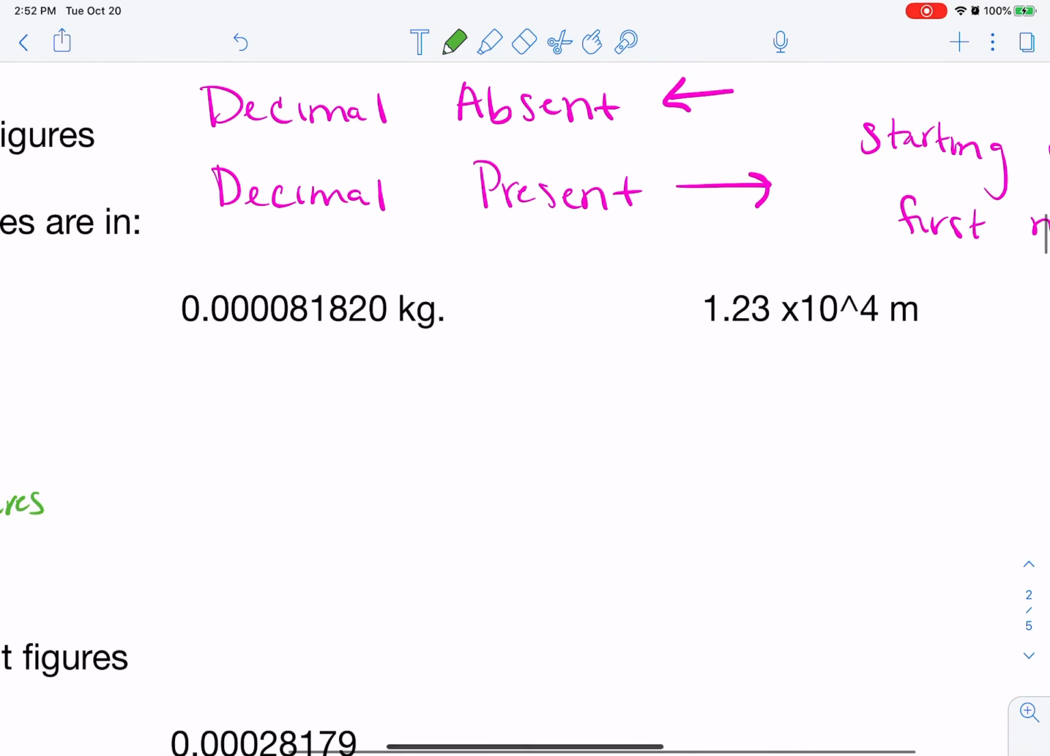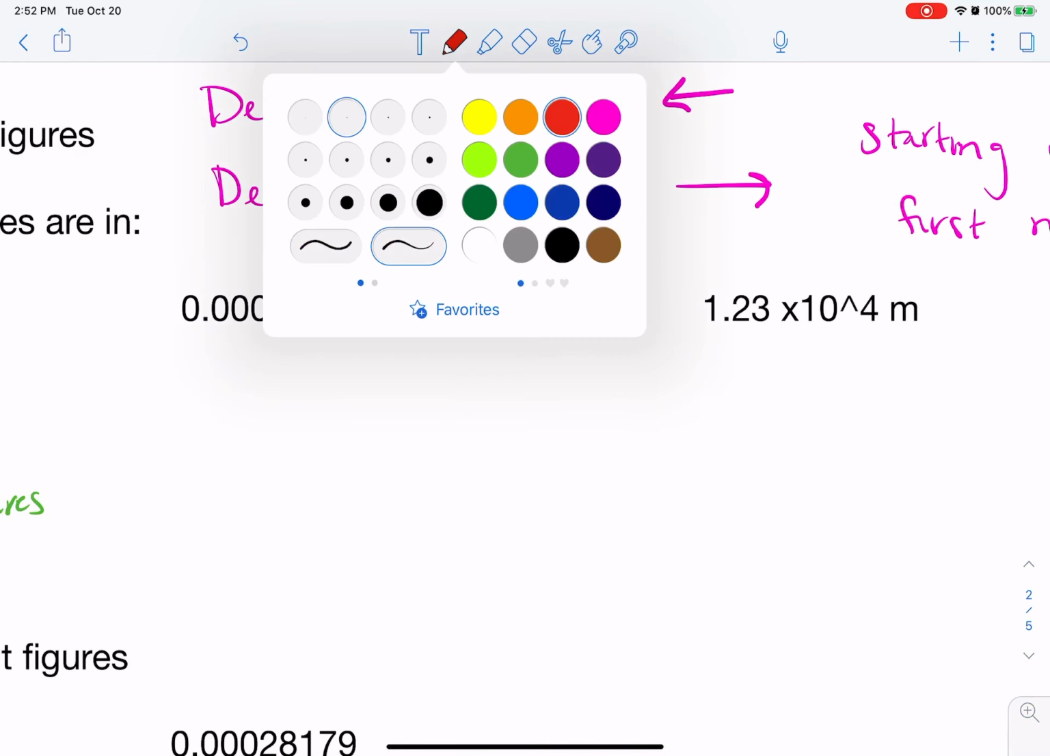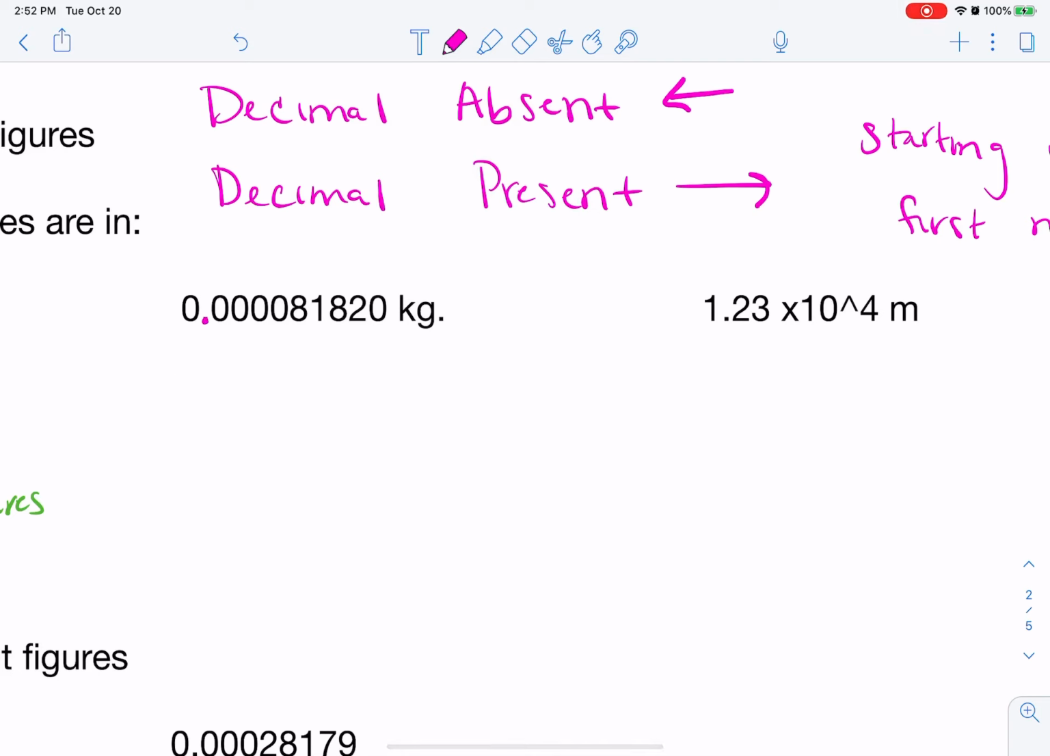Let's take a look at this one. Here we have the decimal as present.